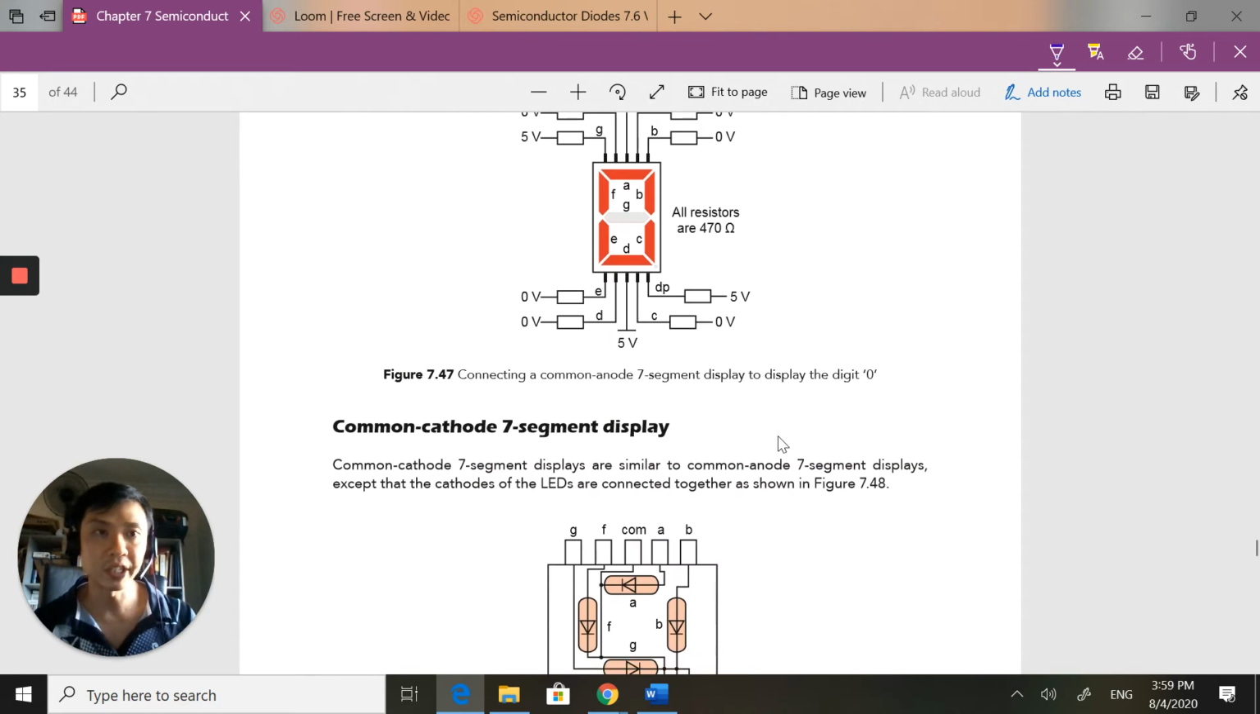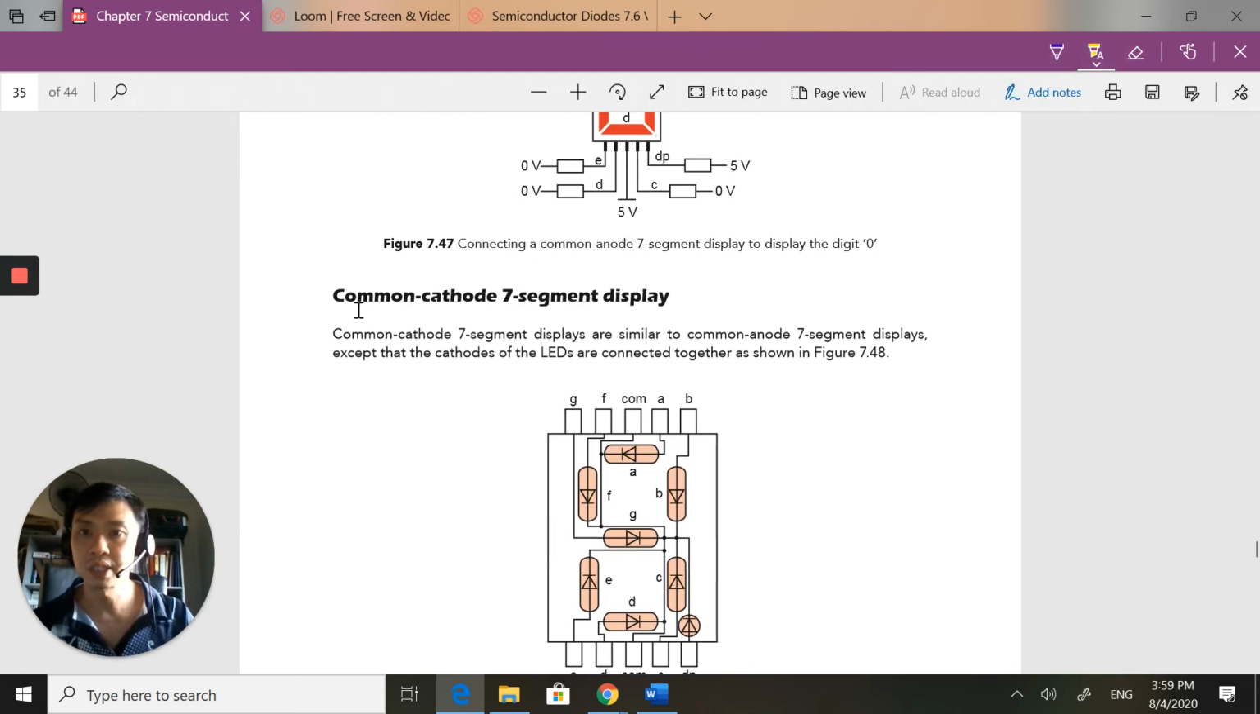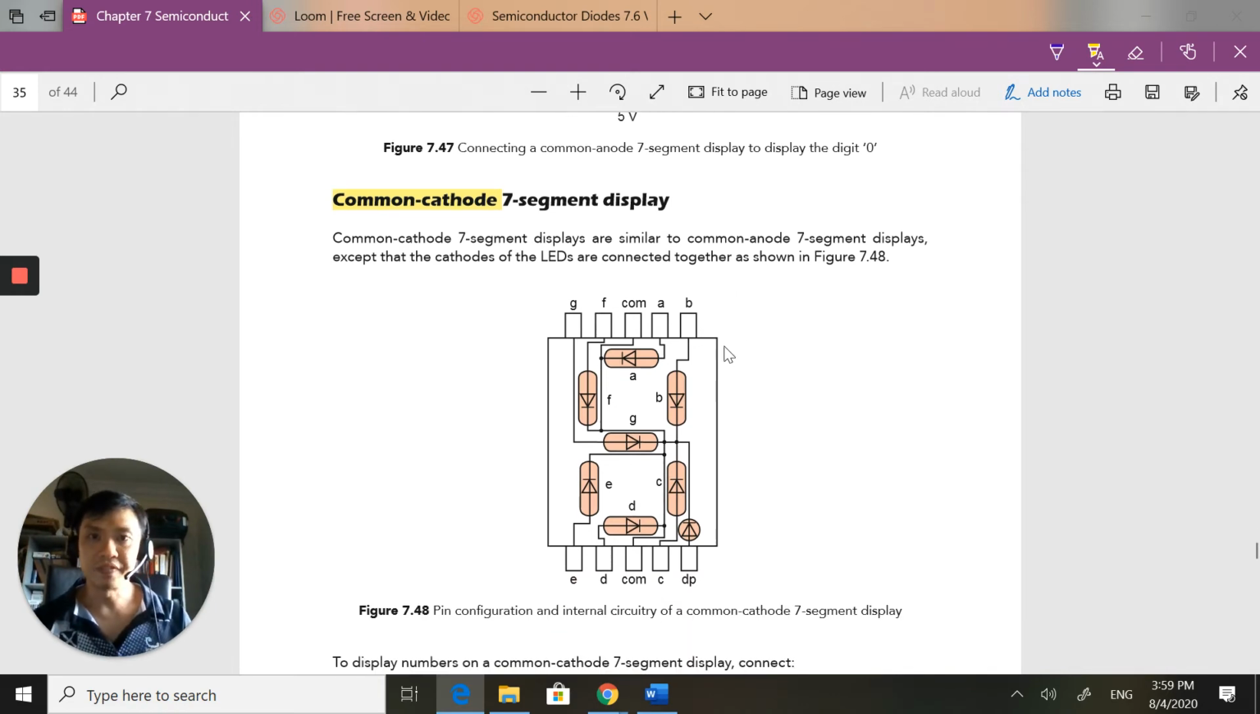But what if I have a common cathode? Very, very similar. I also have 7 LEDs. I also have a common at both ends. I also have a decimal point, a decimal place. But this time, the common is connected to the cathode. Okay, the common is connected to the cathode. So that means this will be 0 volts.